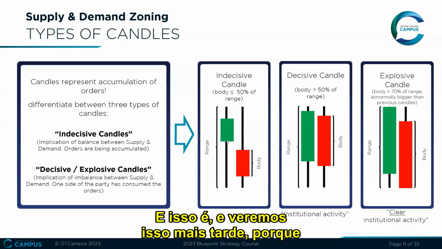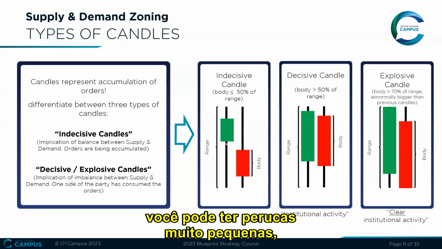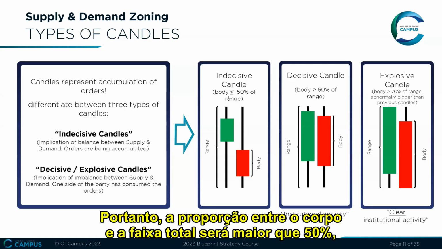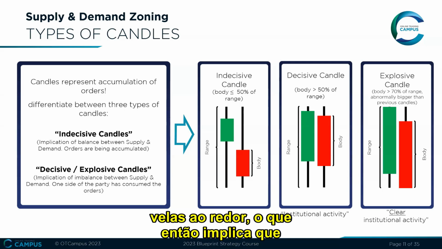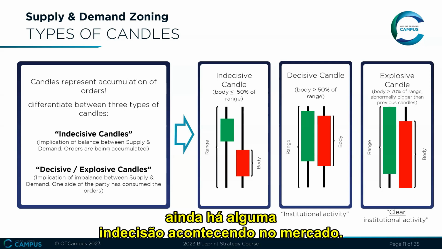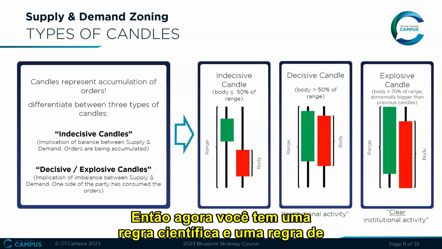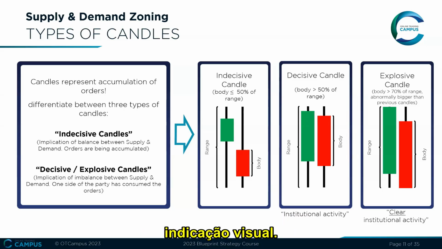And that is, and we'll look at that later, that is because you may have very small wicks, right? You may have no wicks at all. So the body to entire range ratio will be bigger than 50%, but the candles may be very small in context to other surrounding candles, which then implies that there is still some indecisiveness going on in the market. So you have a scientific rule now, and you have a visual cue rule.